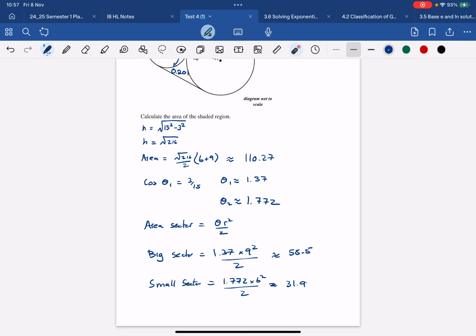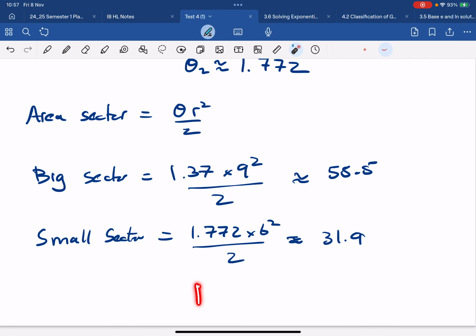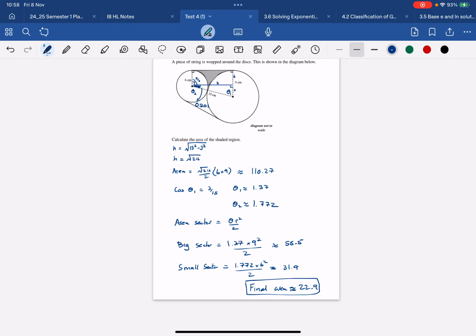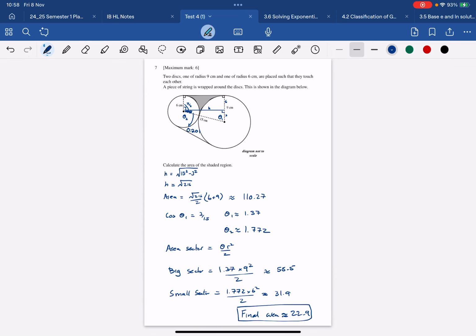Now I just need to finish it off by taking the area of the trapezium, take away this, and the final area is approximately 22.9. I'll be lenient and give marks if you're very close to this with the rounding errors, no problem. So this is only worth 6 marks, but it kind of makes up for the previous question, which I thought was a very easy 9-mark question.